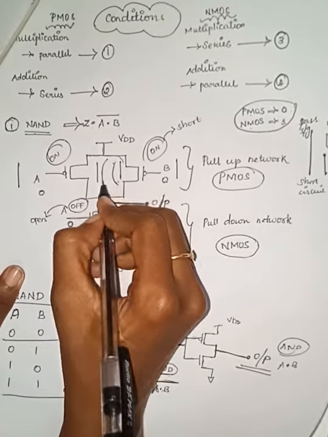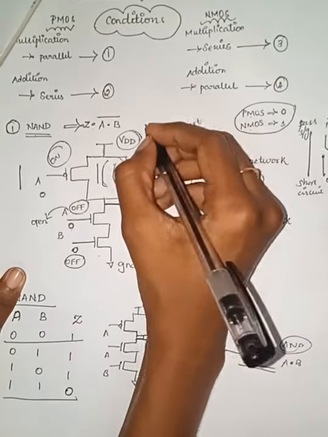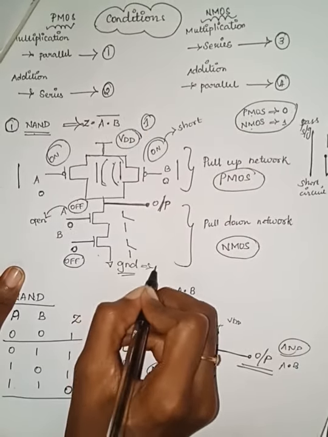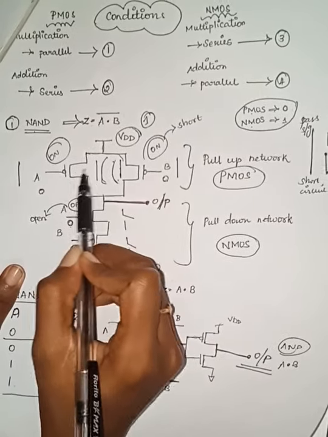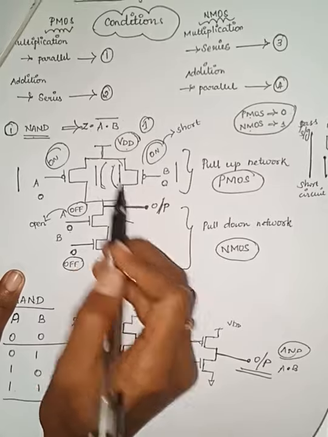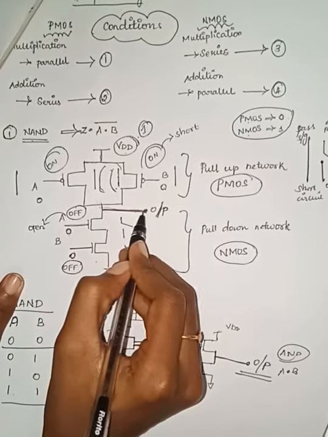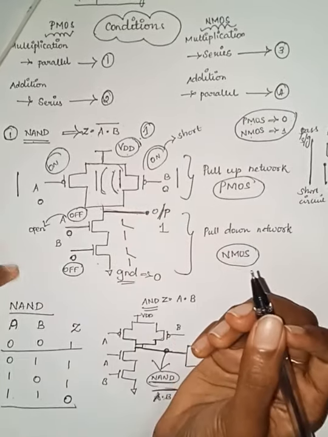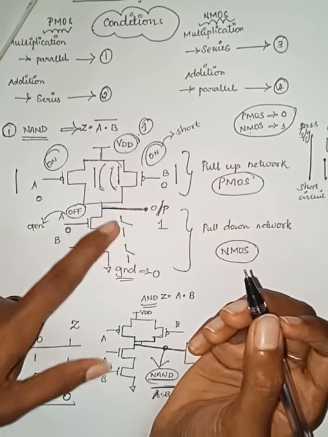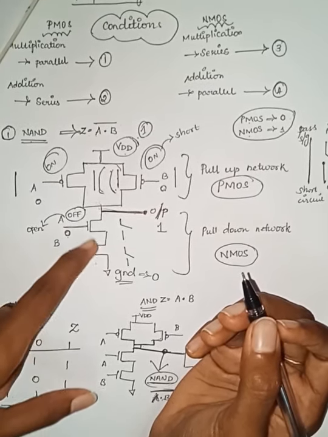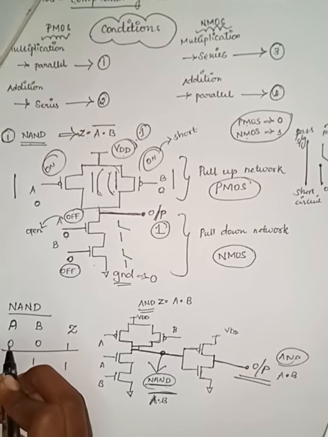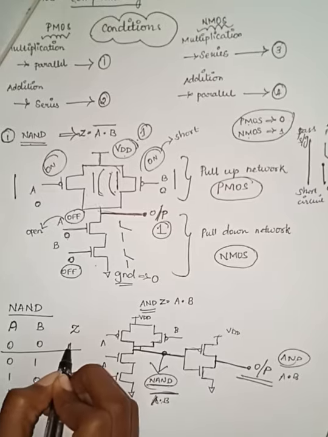VDD is always 1, for example VDD is 1 and ground is 0. So both the transistors are short. It will pass this VDD to the output. As VDD is 1, we will get output as 1. As it is open, it will not pass any signals through this. It is open, so it will not pass this ground, so we will get output as 1. When the input is 0, 0, the output will be 1.